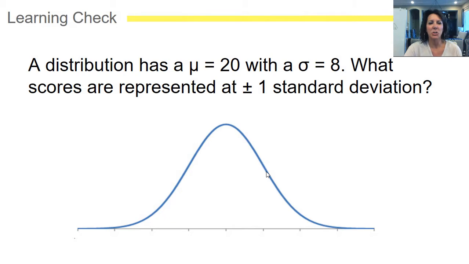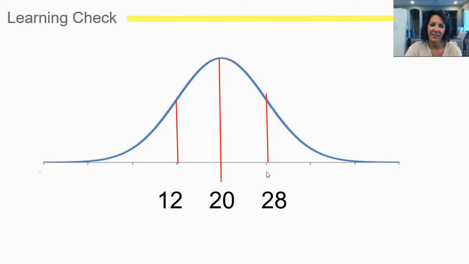Here's a learning check. A distribution has a mean of 20 with a standard deviation of 8. What scores are represented at plus or minus one standard deviation? So think about that. We know we can start with the mean of 20. What's one standard deviation above? What's one standard deviation below? Well, here it is. We had a standard deviation of 8 and our mean was 20. So we just added 8 to get to 28 and we subtracted 8 to get to 12. This represents 68% of the scores in the distribution at plus or minus one standard deviation.